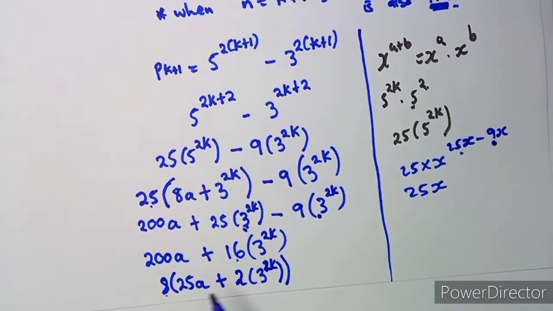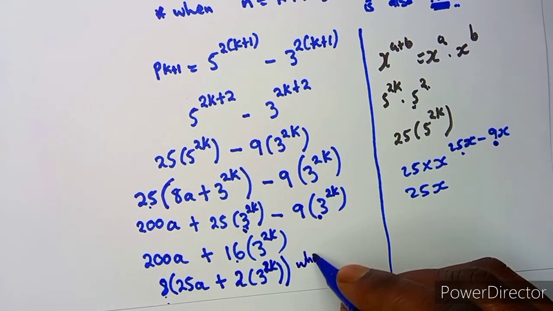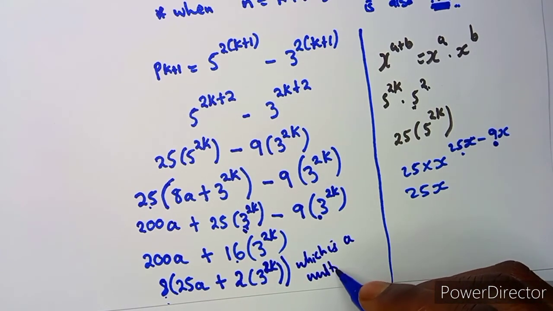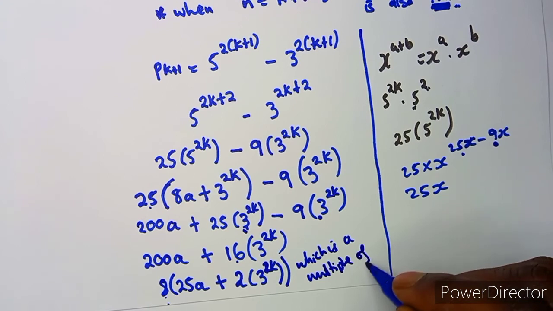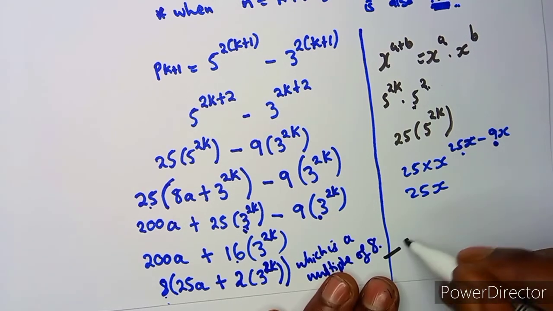All right, so as you can see, this is actually a multiple of 8, because if you divide by 8, you obtain an exact result. Which is a multiple of what? Of 8. So this one is actually a multiple of 8. So then you conclude. Guys, don't forget the conclusion I showed you.